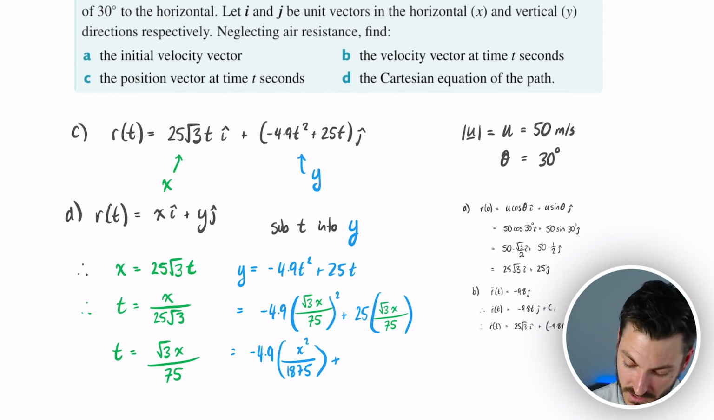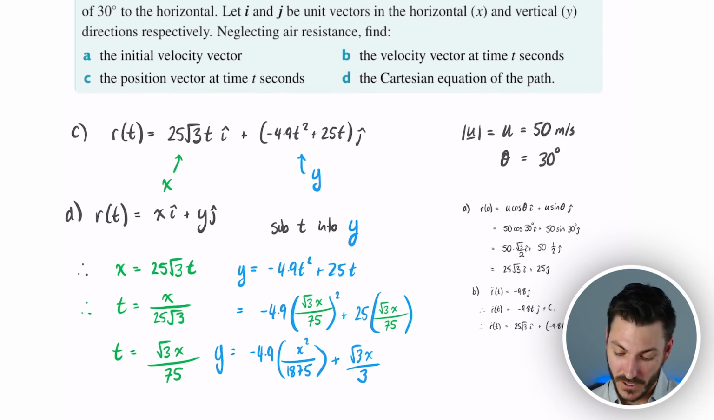So that's going to be plus root 3x on 3. And that's going to be the Cartesian equation: y equals negative 4.9x squared over 1875 plus root 3x on 3. Pretty ugly, but it is what it is.